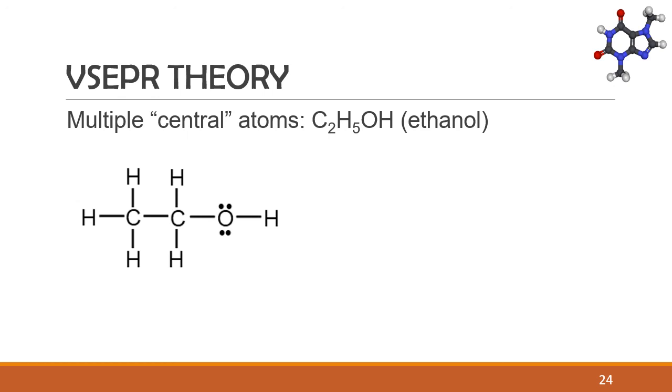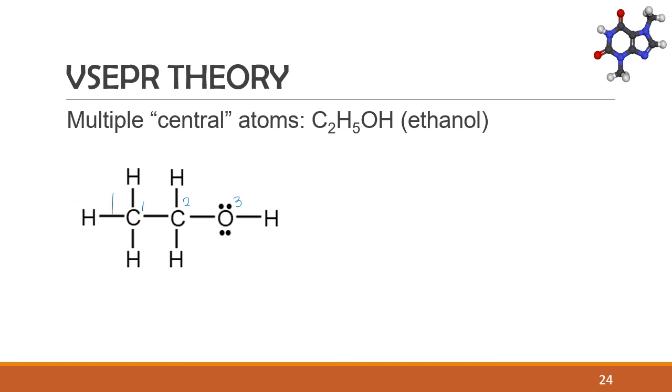We can also determine the molecular geometry of molecules with more than one central atom. We do this by determining the shape around each central atom and orienting the atoms as predicted. Let's use ethanol as our example. It is made up of 2 carbon atoms and 1 oxygen atom with 6 hydrogen atoms attached.